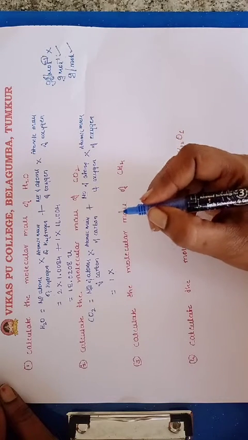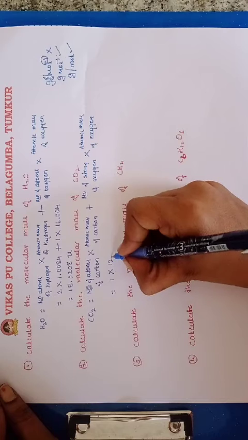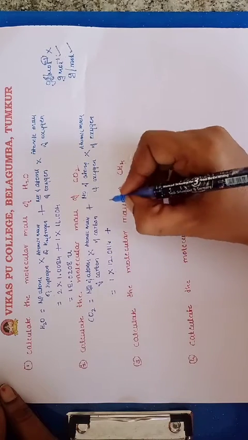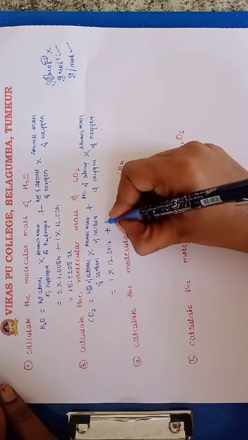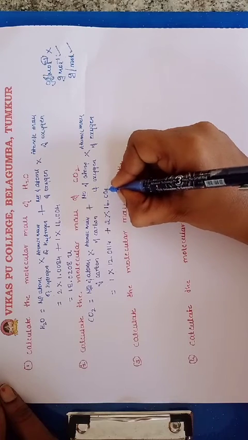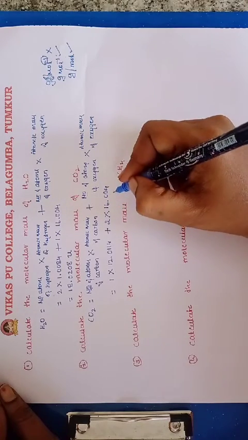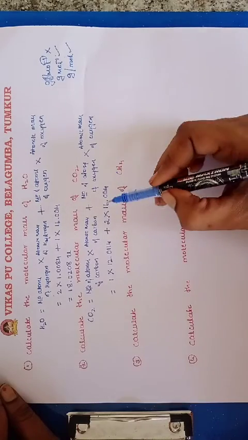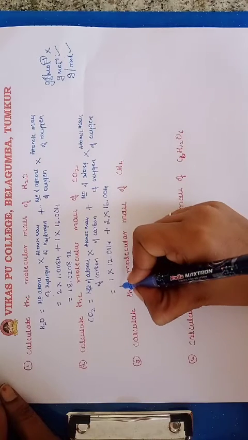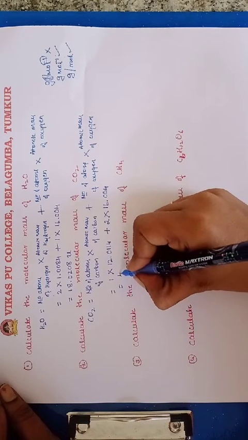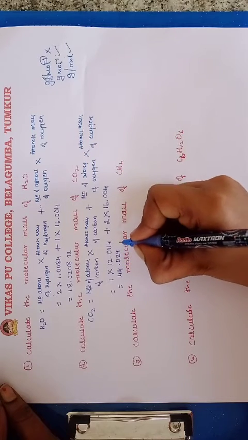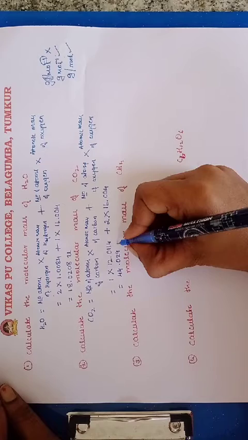12.0114. You can write 12 also. 12.0114 plus, then number of atoms of oxygen is 2. 2 into 16, or you can write the exact value 16.004. You can write 16 also, no problem. 16 ಬರ್ಕೋಬಹುದು ಅಥವಾ ಎಕ್ಸಾಕ್ಟ್ ಆಗಿ ನಿಮಗೆ ಗೊತ್ತಿದ್ರೆ 16.004 ಬರ್ಕೋಬಹುದು. There is no problem in this. Then on calculating this, we get 44.0294 u, that is unified mass.